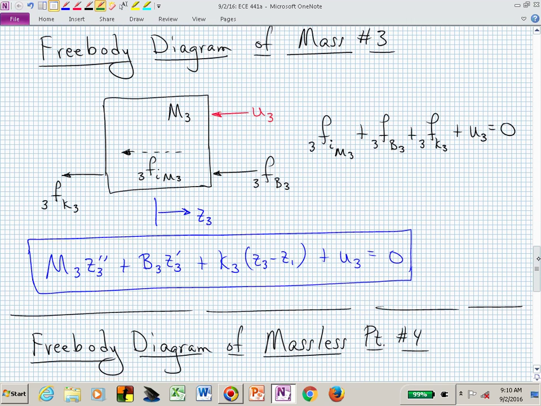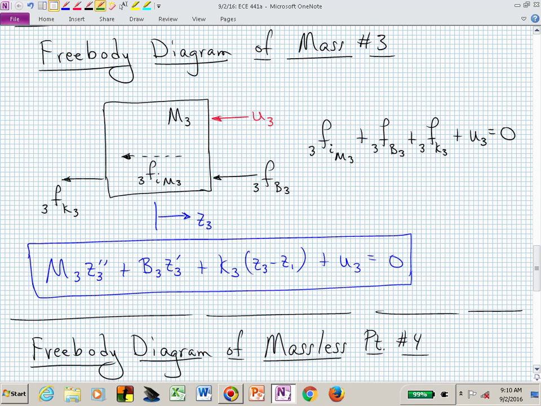For mass number 3, again we need to just identify what is the result of displacing that in the positive z sub 3 direction. We have our three forces, including the inertial force, and we have the externally applied input, u sub 3, that's moving in the same direction as those other forces due to spring 3, dashpot 3, and the mass m sub 3.